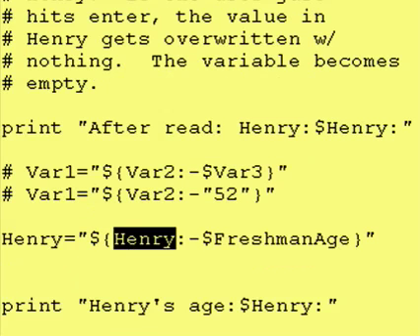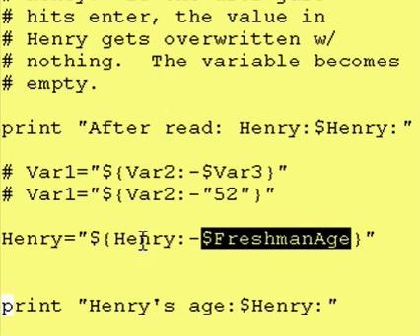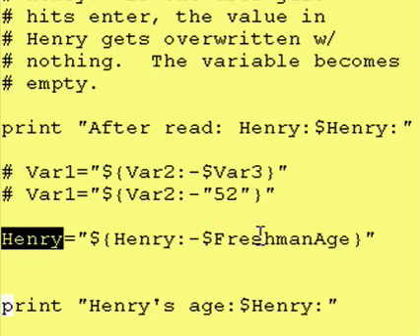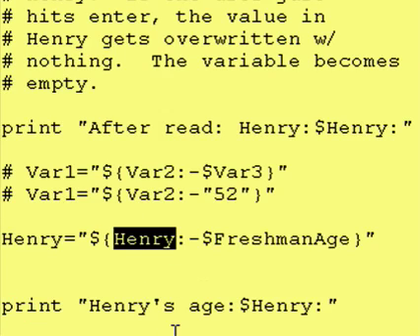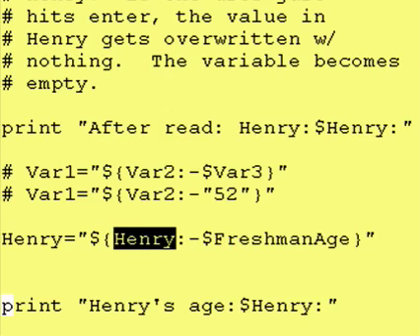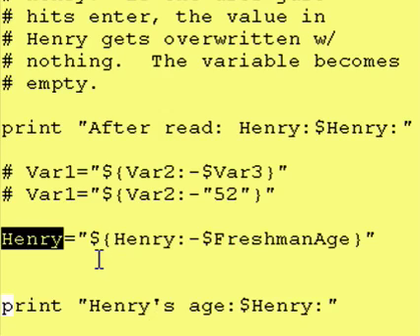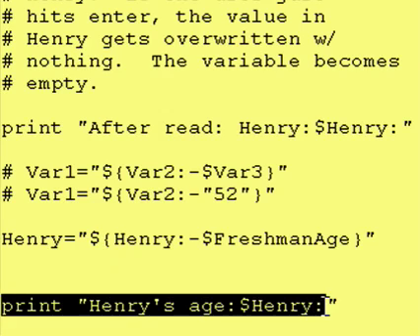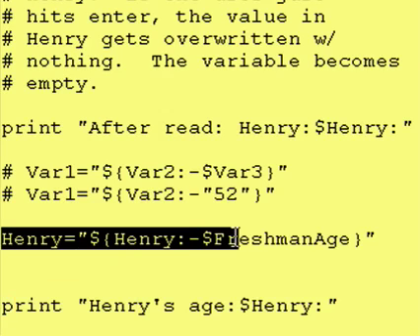So if Henry has a value in it, we reassign it to the variable Henry. But if Henry is empty, meaning the user hit enter and took the default value, then we assign the value within freshman age, which is 18, to the variable Henry. If the user entered a value into Henry, we just copy it back over into Henry. And lastly, we print out what Henry's age is after we did this calculation.